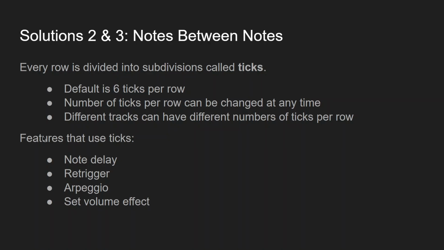And so how do we use these ticks? Well, there's certain features of the tracker that make use of them. One is called note delay, that we're going to look at in a minute. Retriggering, we're going to look at in a minute. Arpeggio, we'll come back to another time. And changing the volume, you can do it on a particular tick.